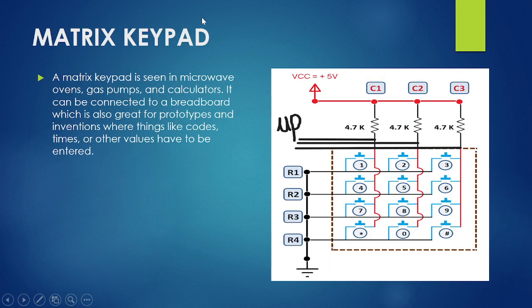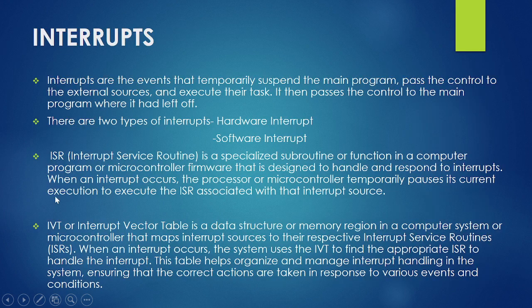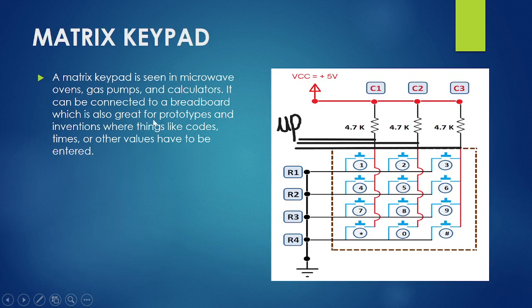Then talking about the matrix keypad, as we can see, the matrix keypad is used for taking the inputs from the user. It is seen in microwave ovens, gas pumps, and calculators. It can be connected to a breadboard, which is also used for prototypes and inventions where things like codes, times, and other values have to be entered. So in our case, we need to enter the temperature. That's why we are using the matrix keypad.